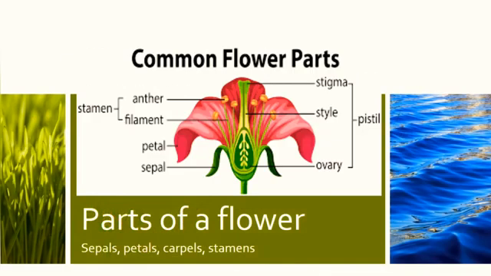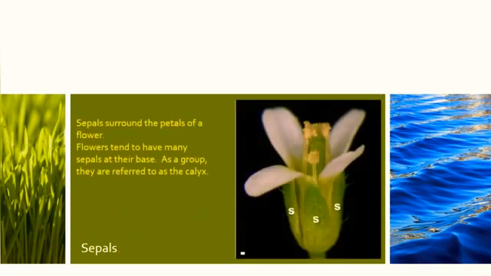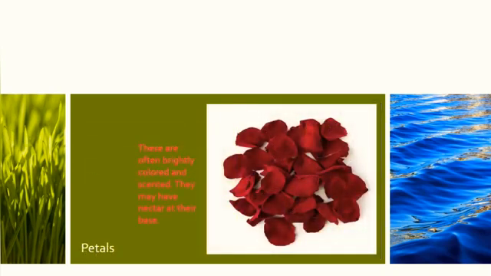Now we will study parts of a flower, which are sepals, petals and carpels. Here is sepal. Sepals surround the petals of a flower. Flowers tend to have many sepals at their base. As a group they are referred to as calyx. Petals are often brightly colored and scented. They may have nectar at their base. They are also called corolla.